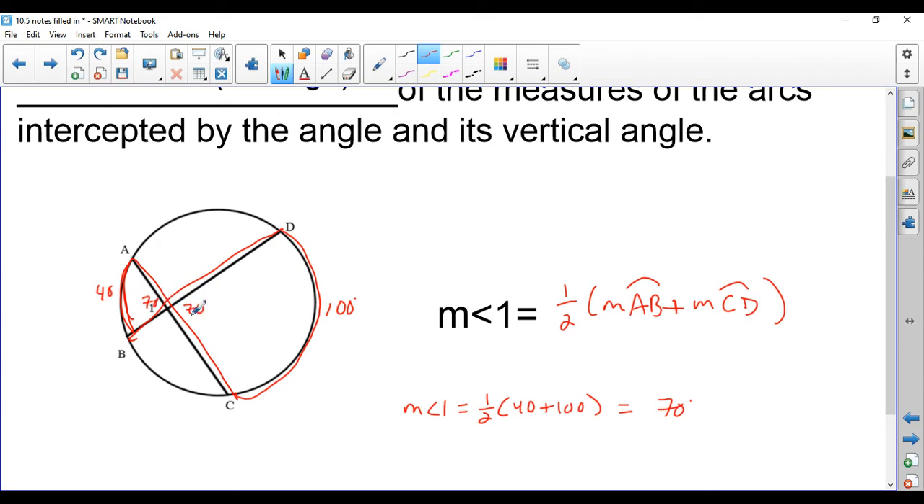These two angles, these vertical angles, have to be congruent to each other. They are both the average of 40 and 100. When you have a central angle, its two intercepted arcs are equal to each other, and that's why the central angle stays as being equal to the measure of the intercepted arc.